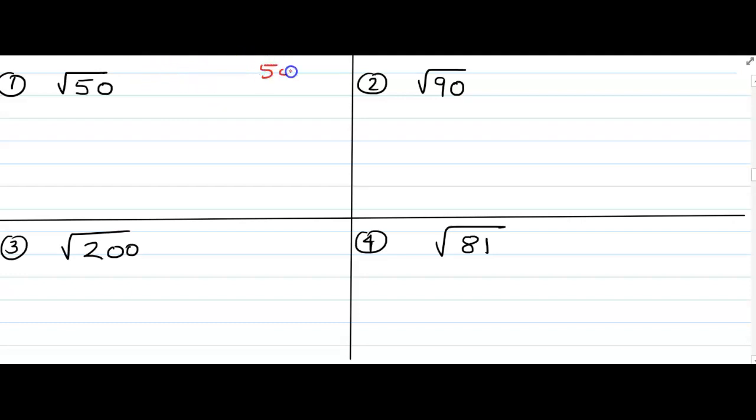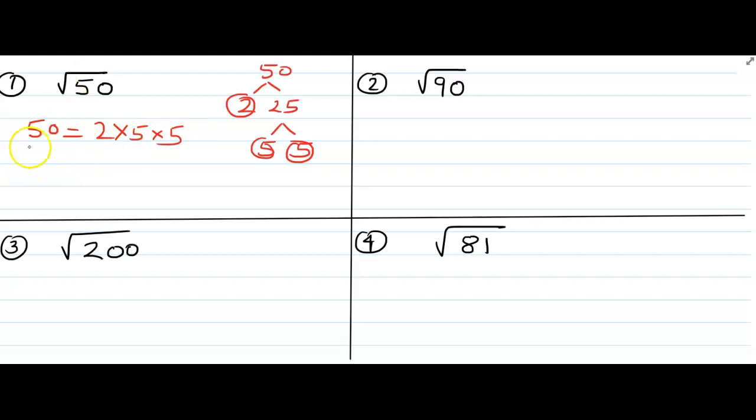So 50, you can take 2 and 25, and 25 you can take 5 and 5. So for 50, we got 1 2 and 2 5s. Okay, so what will be a square root of 50? See, they are in pair, so write down 5. And this is unpaired, write down with a square root sign. So answer is 5 root 2.